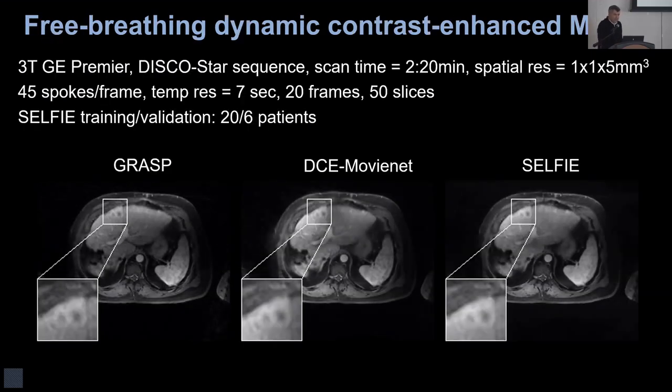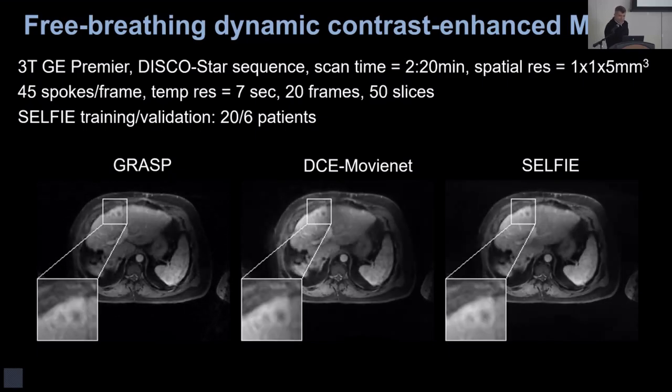This is another example. This is now doing free breathing dynamic contrast enhanced MRI in the liver. In this case, we have a temporal resolution of 7 seconds. In this case, we use patients to train the network, so 20 patients for training, 6 for validation.